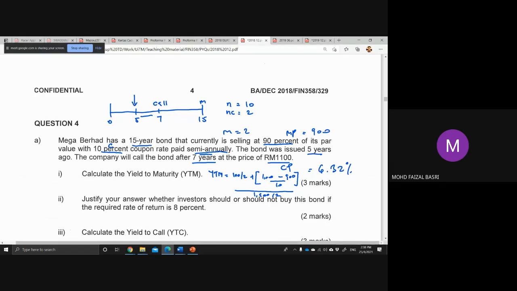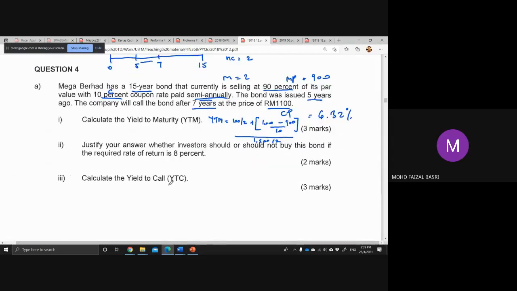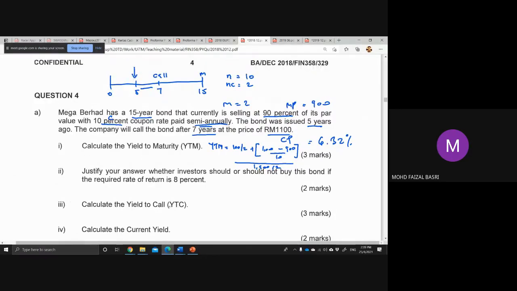So the next question, justify your answer whether investors should or should not buy this bond if the required rate of return is 8%. All right. So for this question, since the marks is only 2 marks, we have multiple things that we can do to justify. Since we had already calculated the YTM of 6.32%, you can use this to justify your selection.